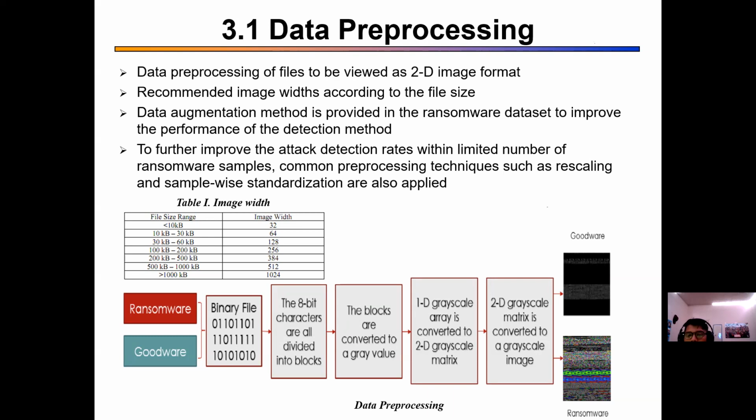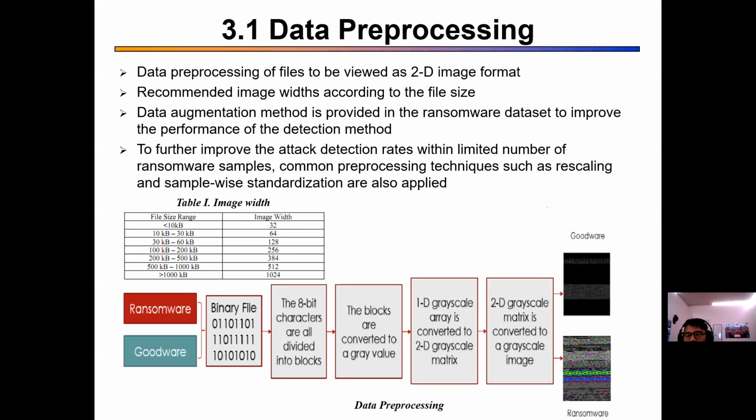So after the matrix is formed, each value in the matrix is assigned in grayscale colors ranging from 0 to 255. And after that, the 1D grayscale array is converted to a 2D grayscale matrix, and then it's finally converted to a 2D grayscale image. And after that, we come to the part of the data augmentation.